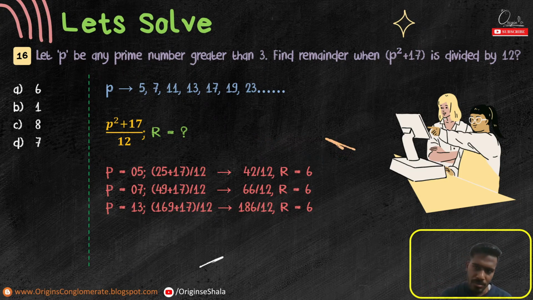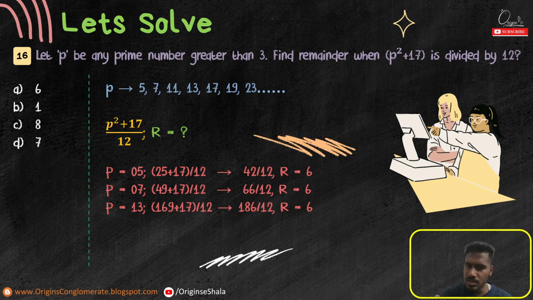When you square a prime number, add 17 to it, and divide it by 12, you will get this pattern. That remainder will always be 6. So our answer will be 6. You don't need to mug it up.